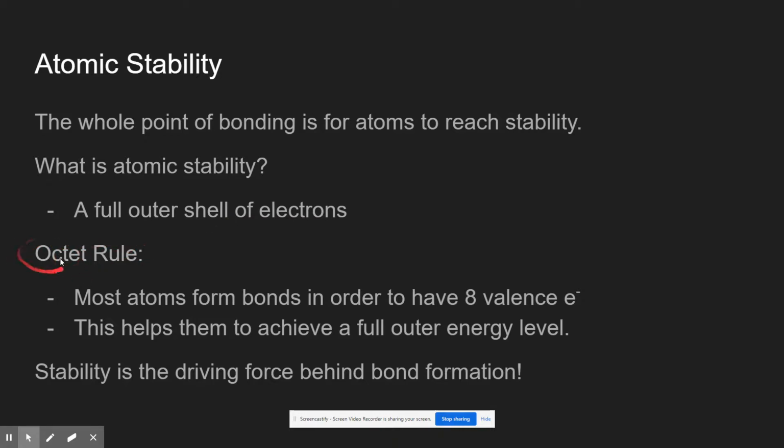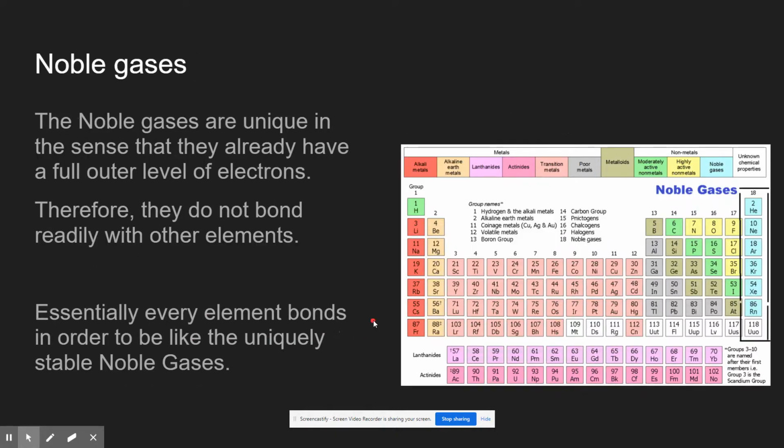The octet rule is what we're going to follow. Most atoms form a bond in order to have 8 electrons in their outer shell. That's the whole goal. This is the whole point behind bonding, is to have a full outer shell of electrons. That's the whole point.